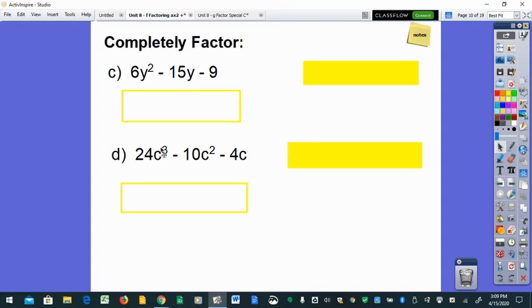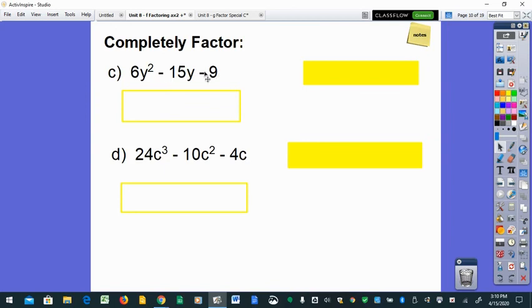Now, when I look at D, something's up already. Do you see that power of 3? When we see that power of 3, if there is not a greatest common factor, getting that c out in front, we don't know how to factor this because we can only factor quadratics. This is not a quadratic, it's a cubic, so it's shouting at you, I think I have a GCF. So pause the video, guys, and give it a try. I'll see you in a minute.